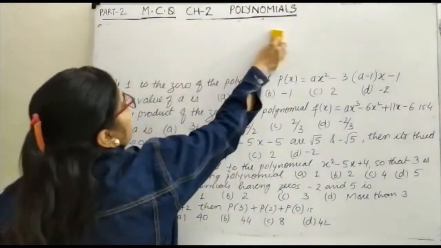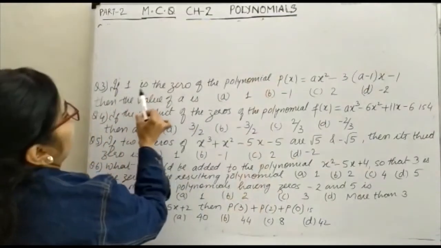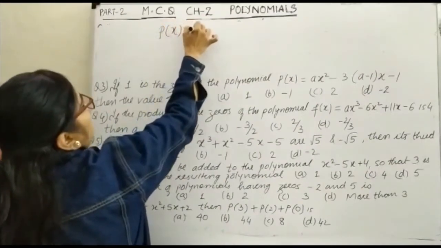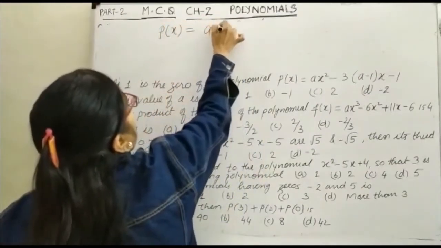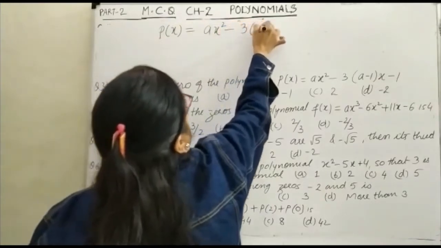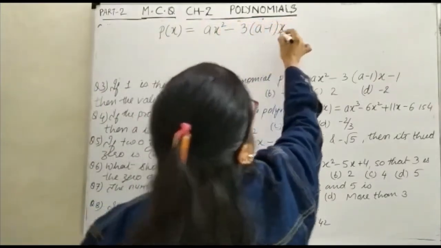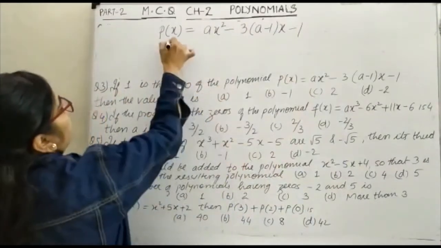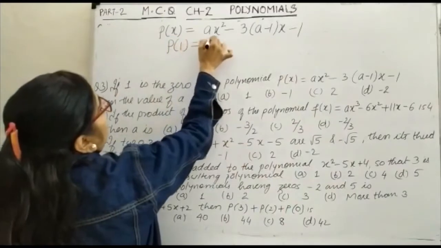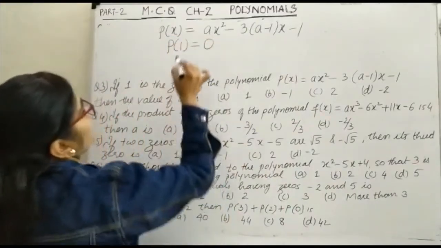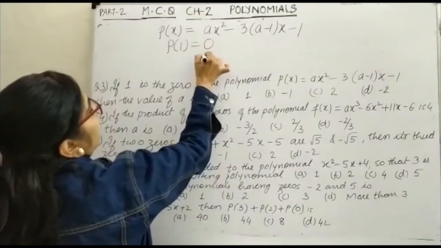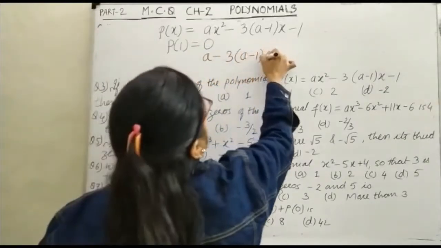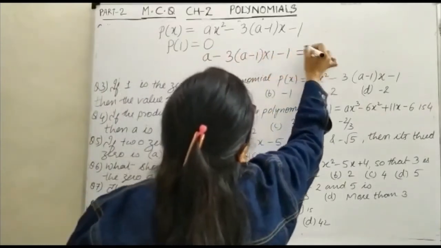Coming to the third, it's given if 1 is the 0 of the polynomial, so we are here with the polynomial p(x) is equal to ax square minus (3a minus 1)x minus 1. It is said that if 1 is the 0 of the polynomial, that means p(1) is equal to 0. So we can put the value here, x is equal to 1. So this takes the form a minus (3a minus 1) into 1 minus 1 is equal to 0.